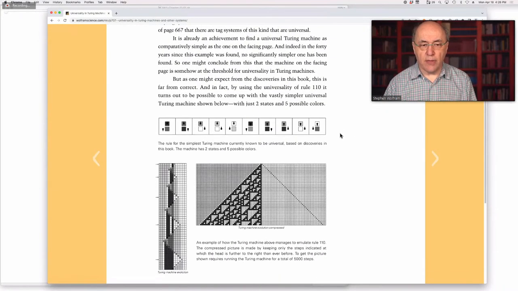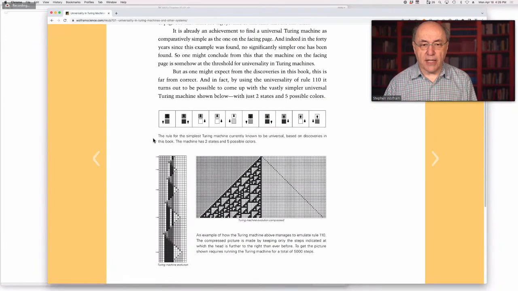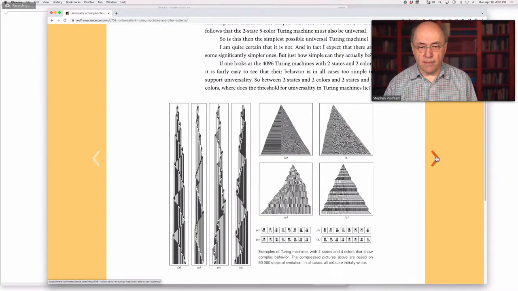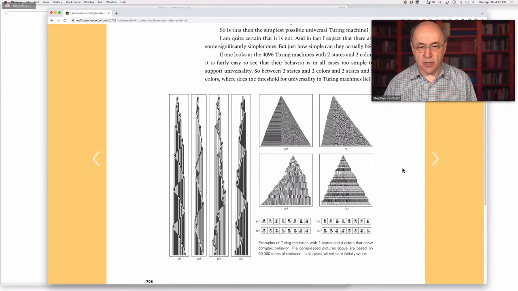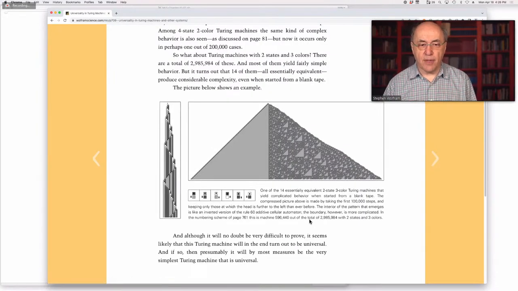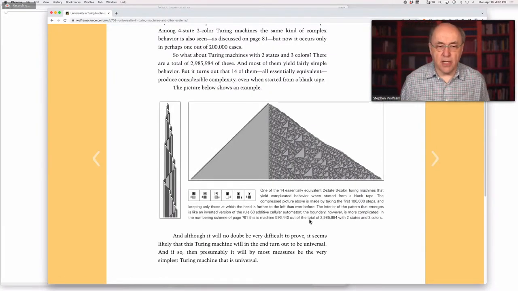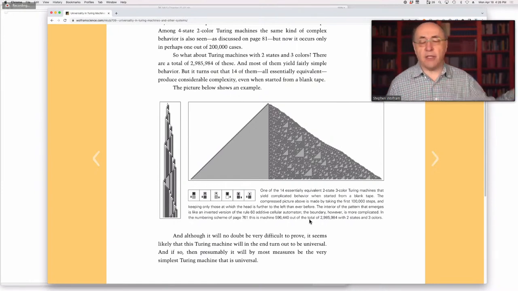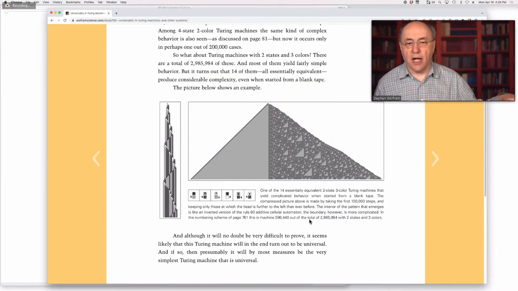So in the NKS book, we managed to get it down to 2 states and 5 possible colors. So a little bit simpler than Marvin Minsky's Turing machine. So we broke the Marvin record there. But then, these are Turing machines with 2 states and 4 colors with complex behavior. Can we get it even lower? Okay, this is the big candidate. This is a Turing machine. This is the very simplest Turing machine that has complex behavior.